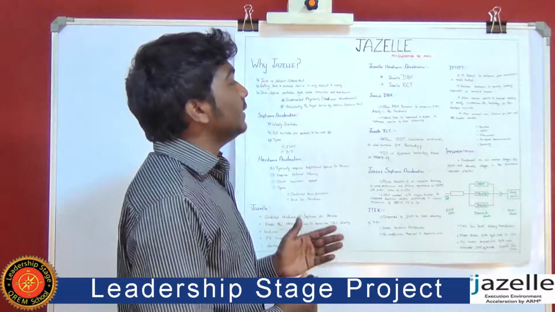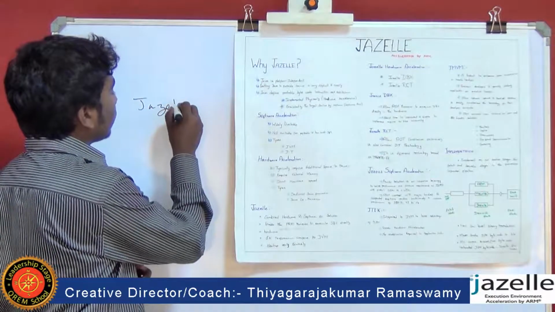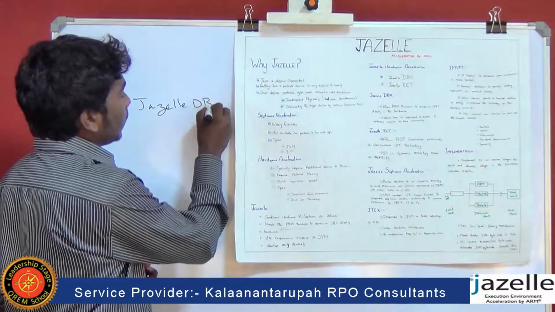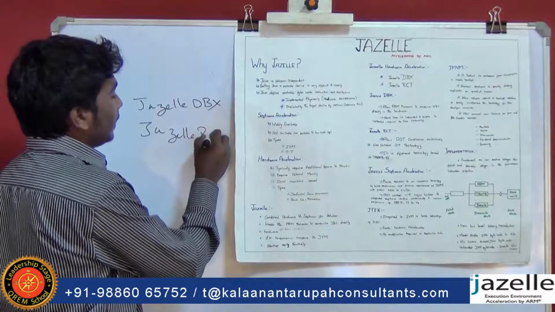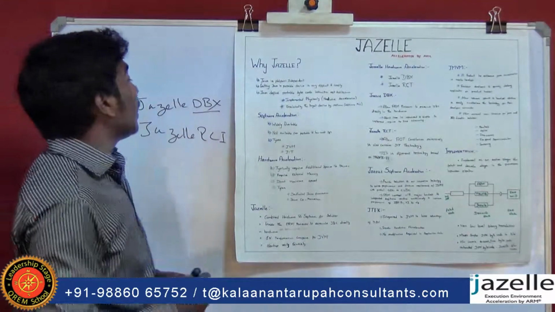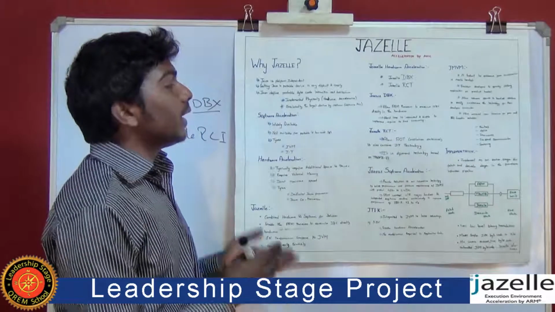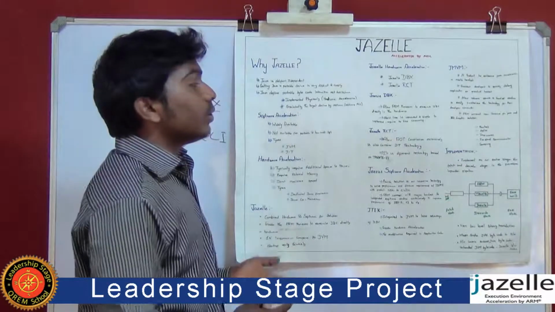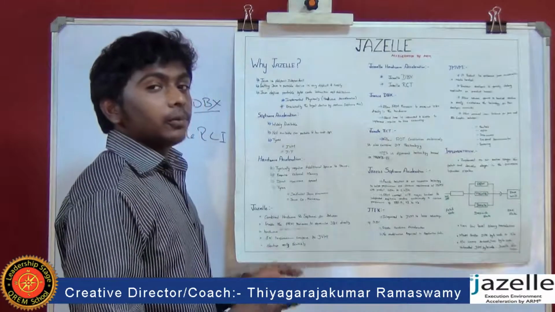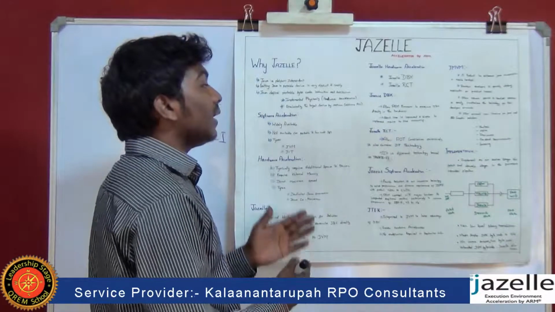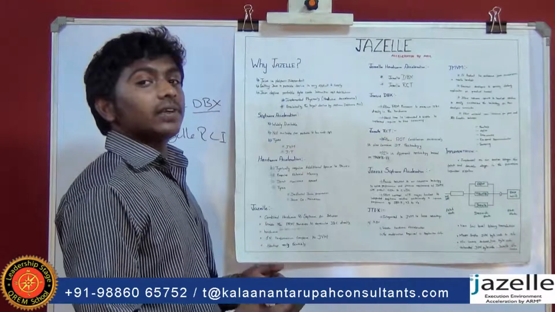That is Jazelle DBX and Jazelle RTC. DBX stands for direct byte code execution. In direct byte code execution, the ARM processor executes the code within the hardware itself, and the starting time is improved compared to the JVM. It requires no extra time consumption, and the implementation is very simple.